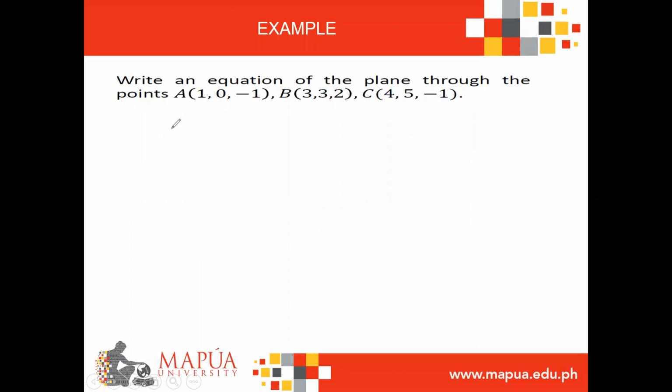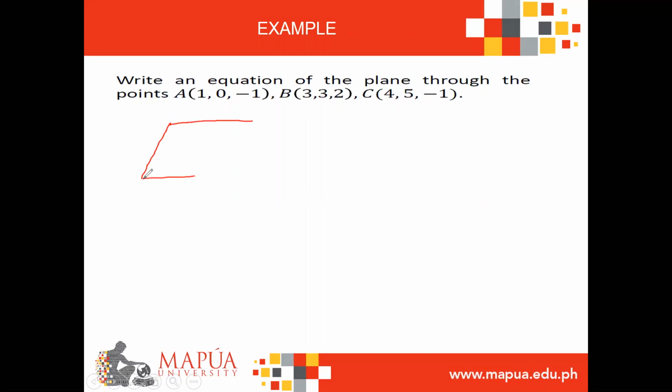So we have here a plane, then we have 3 points on this plane, which are A, B, C, and their corresponding coordinates. Suppose this is point A, then this is point B, and then this is point C. So we have here 3 points on a plane, wherein we can define also two vectors from these 3 points.